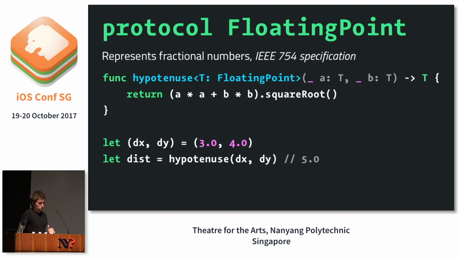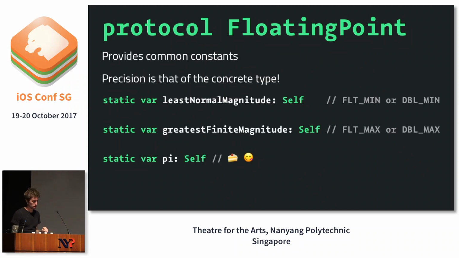So this brings us to floating points. And obviously, floating points are our fractional numbers. The FloatingPoint protocol provides all the features of the IEEE spec. We can write a function like this to compute the hypotenuse of a triangle and constrain that based on the floating point type. We'll look at this more a little bit later.